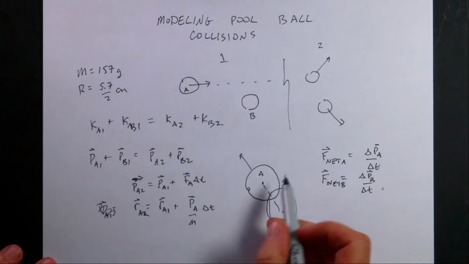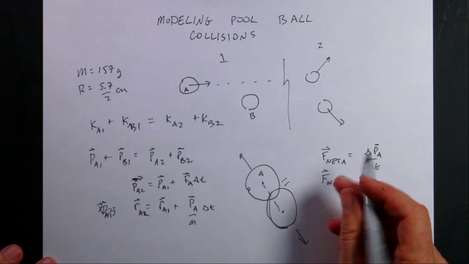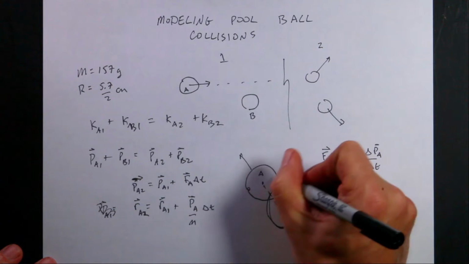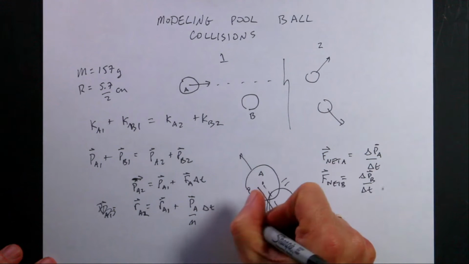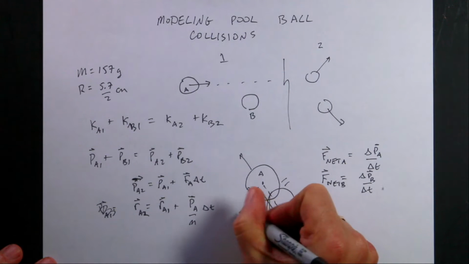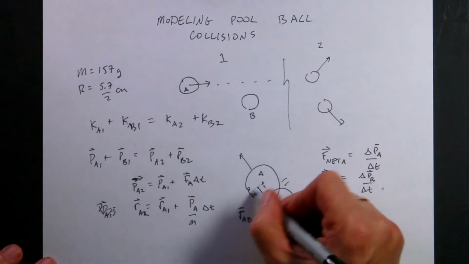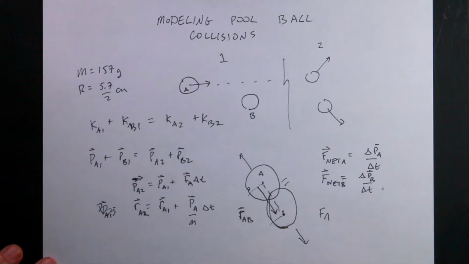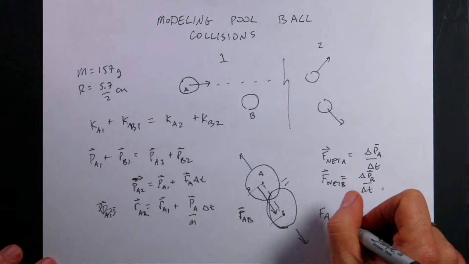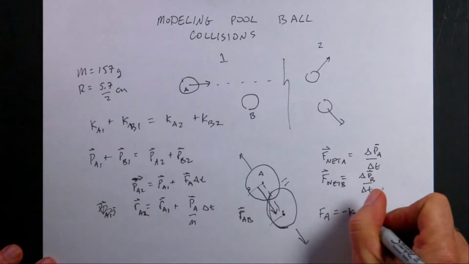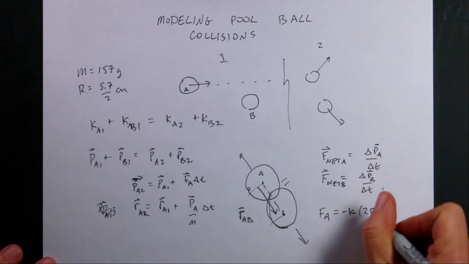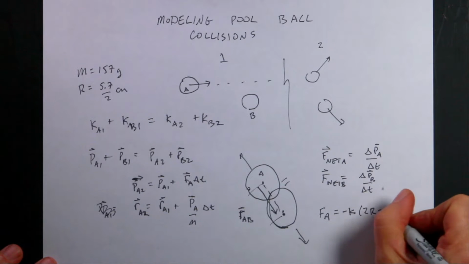If they're overlapping, then the force on this, let's call it FA. First, I'm going to calculate this vector here. I'll call it RAB. It's from A to B, from the center to center. And if the magnitude of RAB is less than this distance, which is twice R, 2R, then there would be an overlap and there should be a force. And then I can calculate that force, FA, as negative K times 2R, that's the radius of each ball, minus the magnitude of RAB.